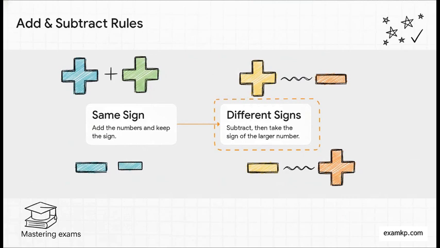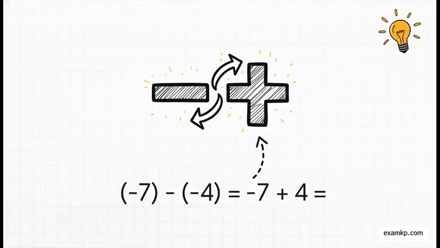And here is a massive pro tip, one that catches so many students every single year. When you see 2 negative signs right next to each other, like when you're subtracting a negative number, they combine to become a positive. Just think minus a minus is a plus. So, -7 minus -4 is exactly the same as -7 plus 4. Nailing this rule is a total game changer.